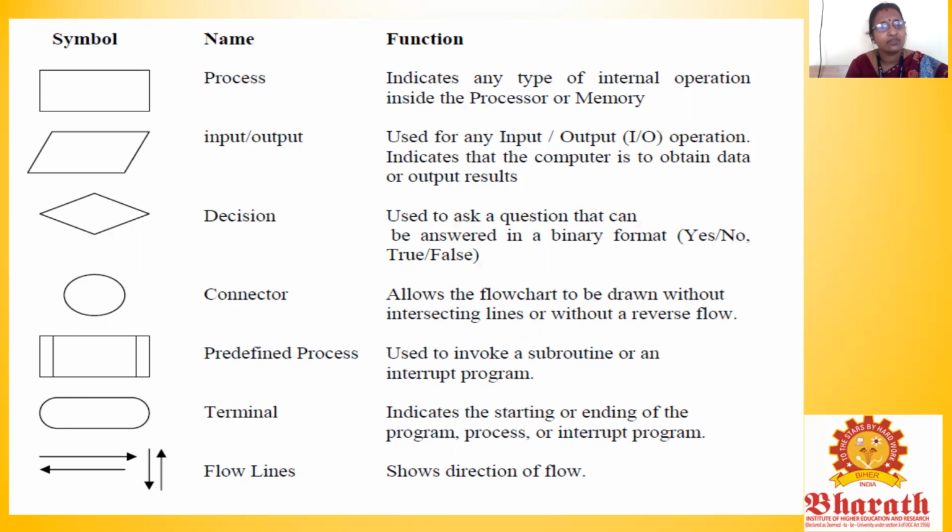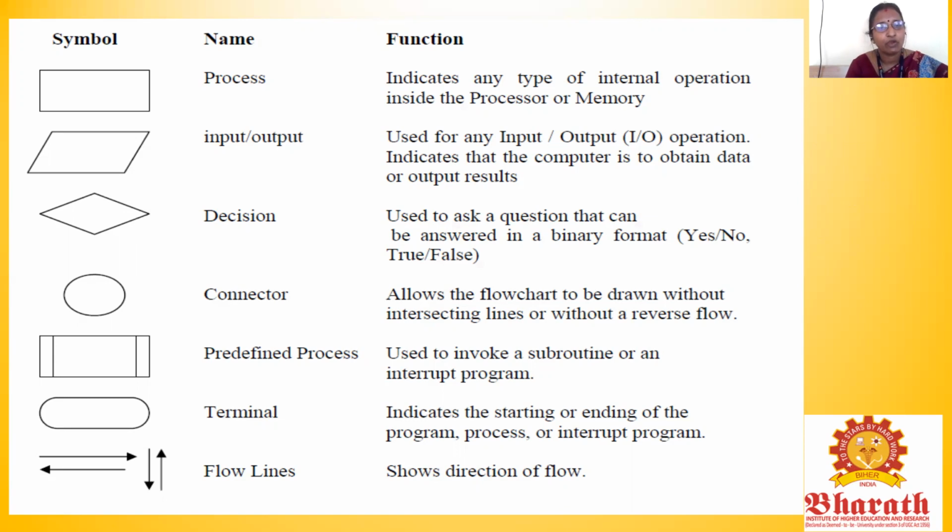The next one is a connector symbol, that is an oval shaped symbol. It allows a flowchart to be drawn without intersecting lines or without a reverse flow. So we need not even go to the previous page. Instead, we can use this connector to continue the flowchart on the next pages. So a continuity of flow is there by using the connector.